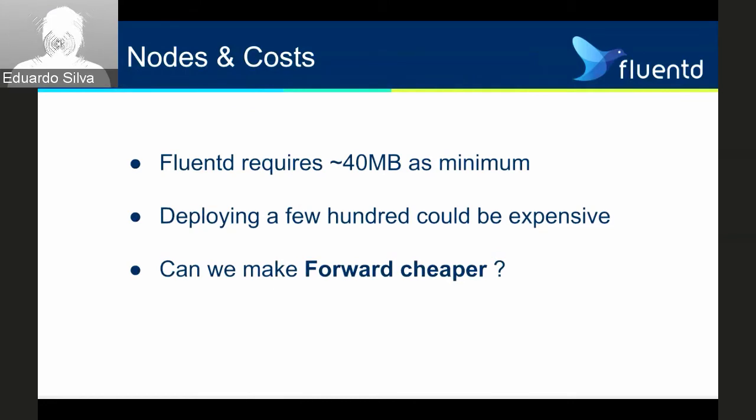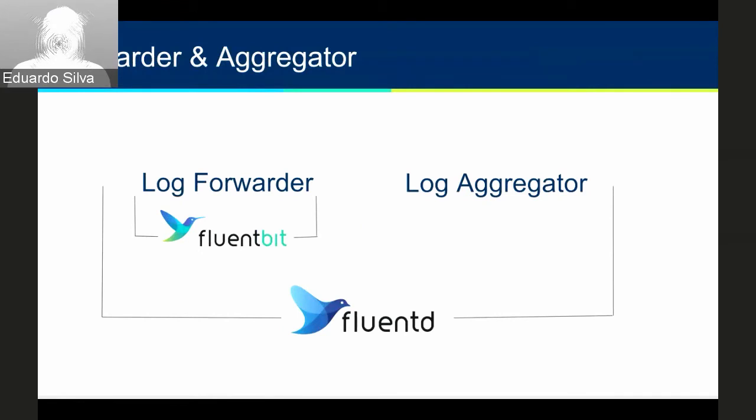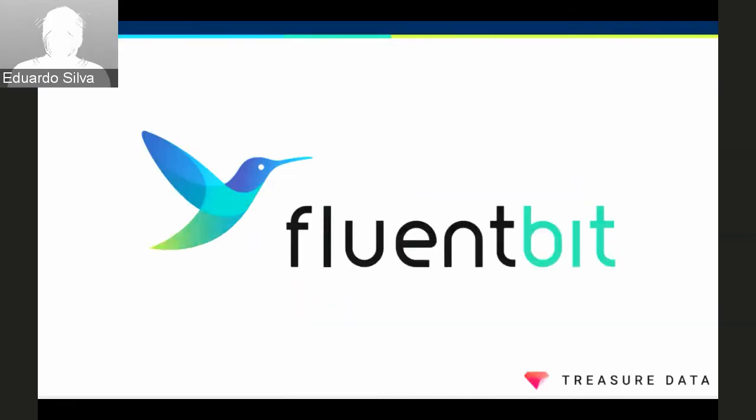One solution that we came up with is to separate the log forwarder from the log aggregator. That means, for example, Fluentd works as both. But what would happen if we create a separate and lightweight log forwarder to make things cheaper? So I want to introduce very quickly the project called Fluent Bit, which is like a child project of Fluentd written from scratch to try to solve this problem. Fluent Bit is part of the Fluentd ecosystem, and it is also under the CNCF.